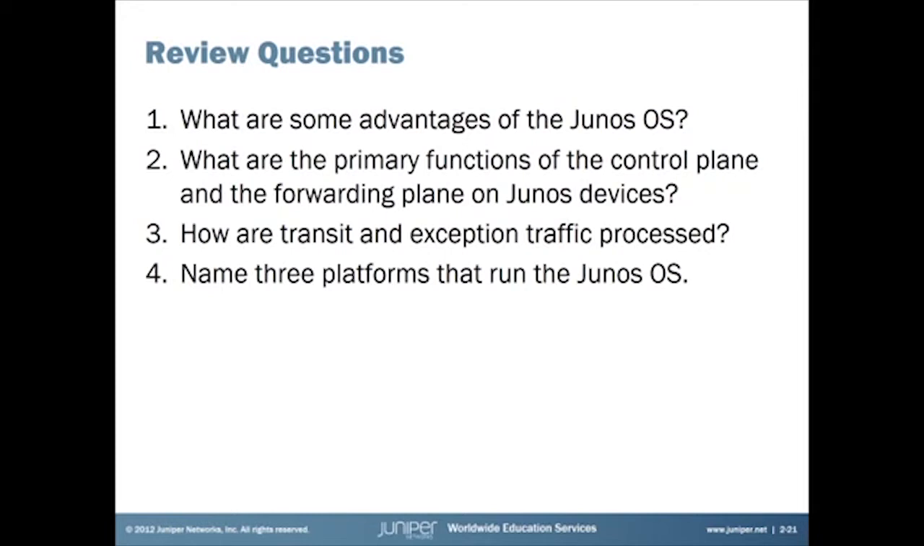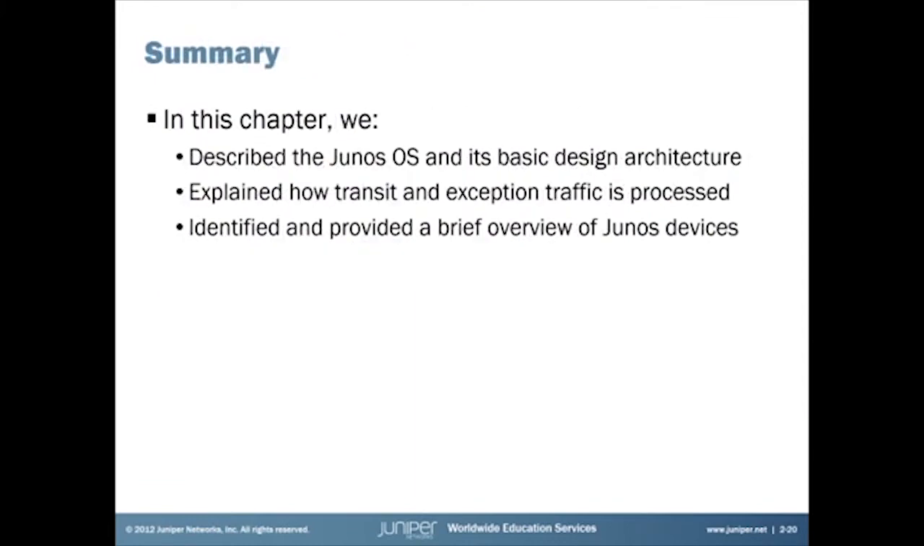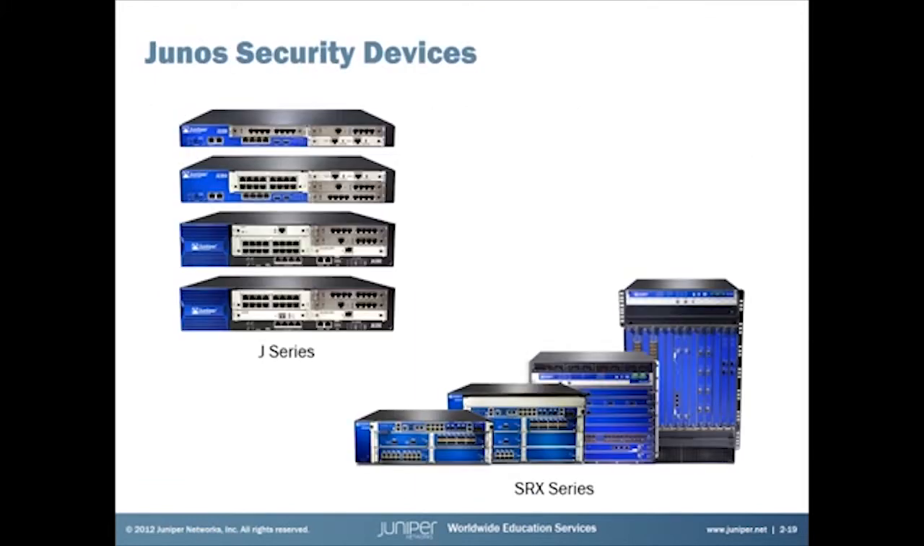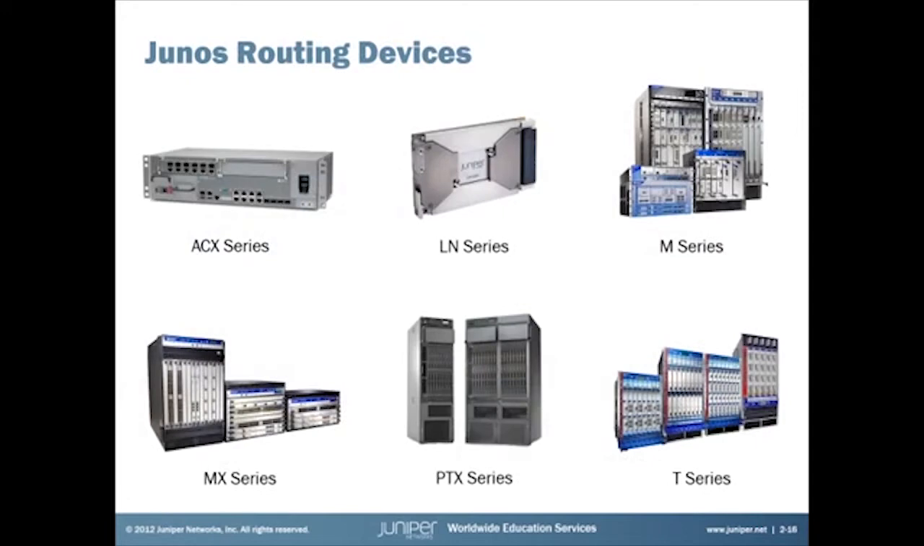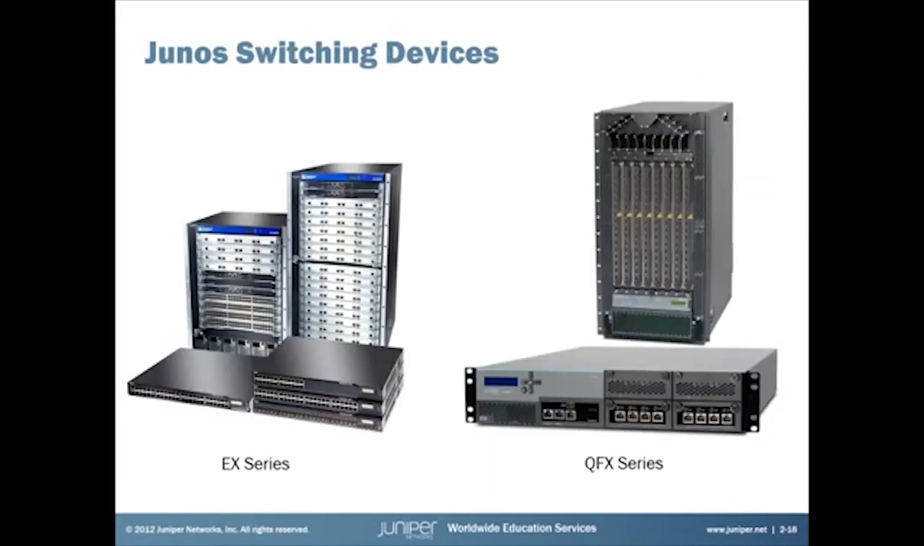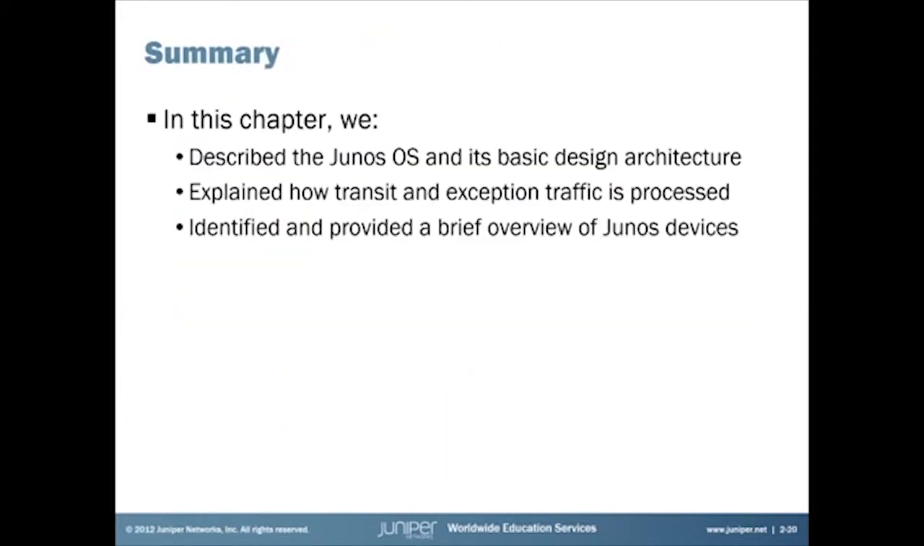And name the 3 platforms that run the Juniper operating system. Should we go back and cheat? Let's go back and cheat. There's some platforms. So we've got the J series, we've got SRX, we've got EX, QFX, MX, T series. So there's a few different series that they run.